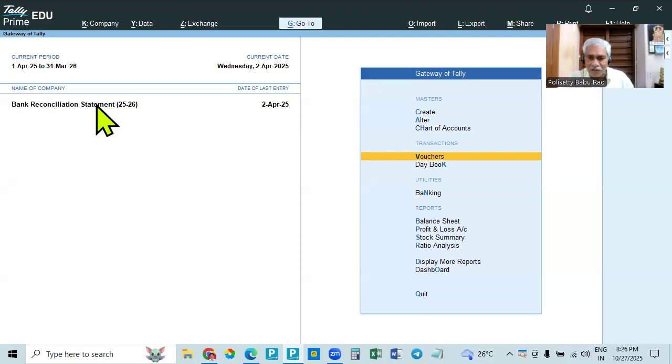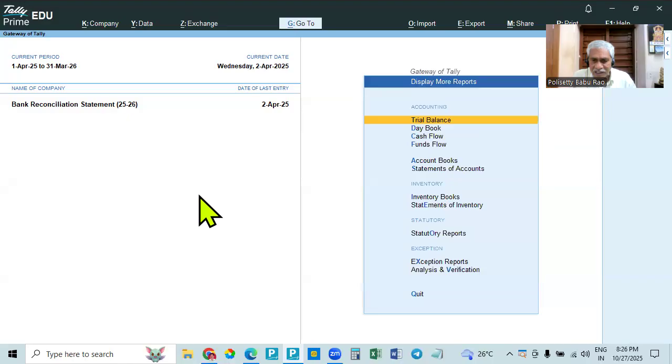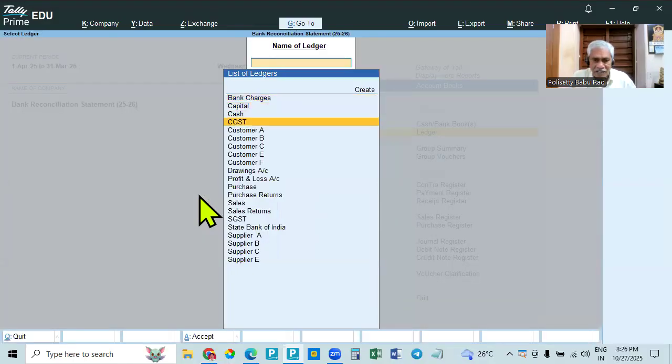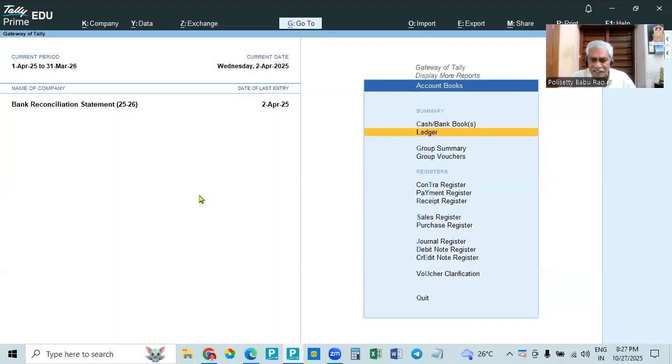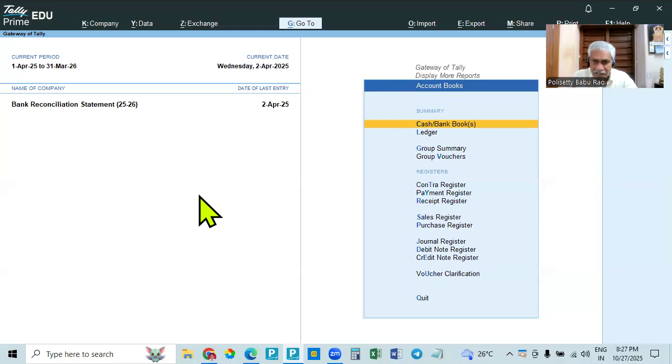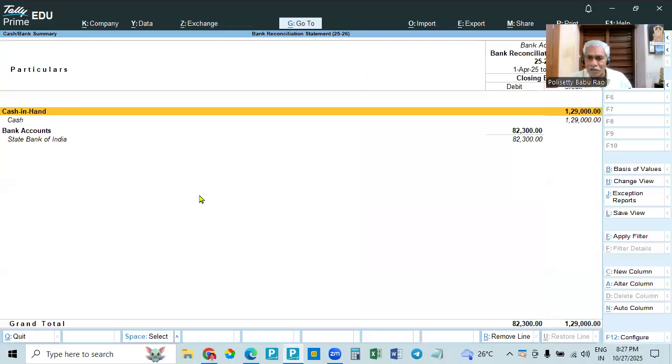So if you take the bank account, I will show you how you open the bank account. It can be opened in two ways. Discover, display more reports, then account books, then if you take ledger, then you have to select the bank. So State Bank of India, we are selecting. Or instead of selecting ledger, after display more reports, account book, the next one after ledger is cash and bank book. If you select that, this is the cash account, that is cash book, and this is the bank accounts.